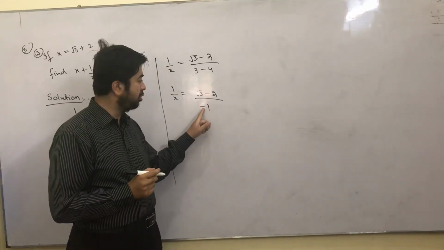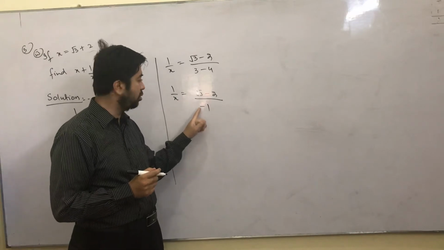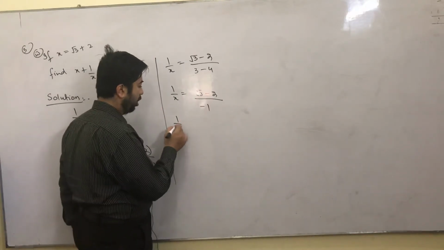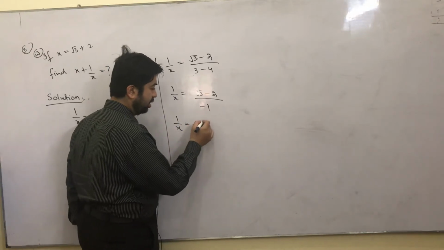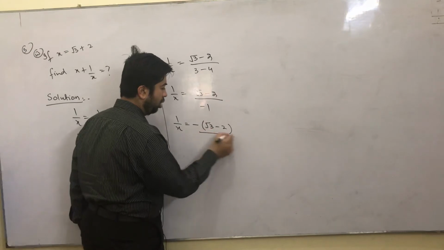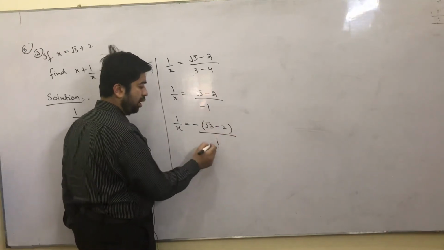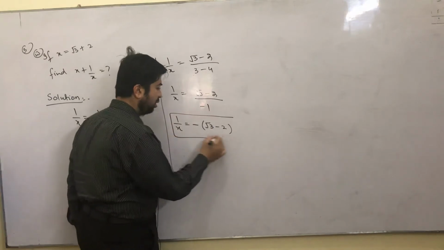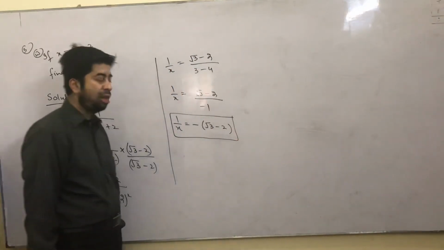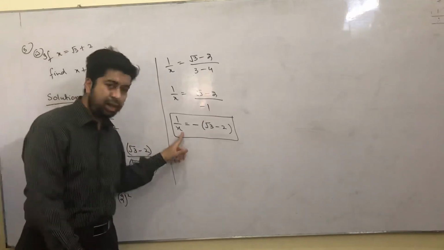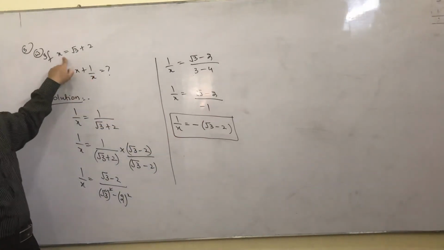For this minus, we just have to write it in the center, because this minus belongs to the numerator. 1 over x is equal to, just write it in the center, and after that apply a bracket, square root 3 minus 2. If you don't write it here, that is also acceptable, because the denominator is rational. So this is 1 over x and this is x.